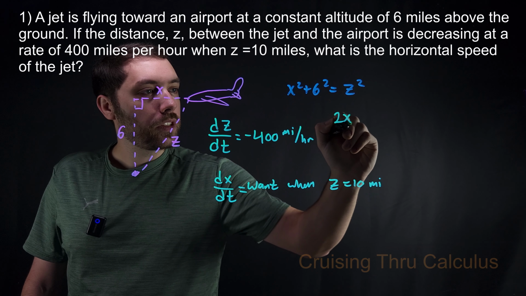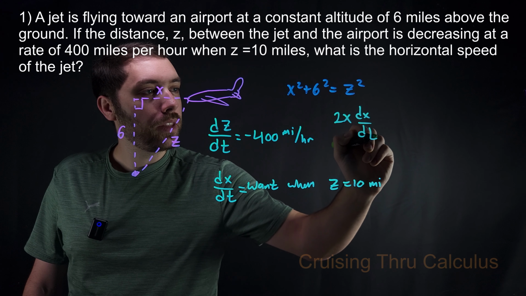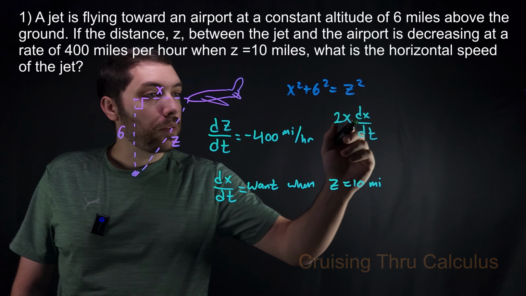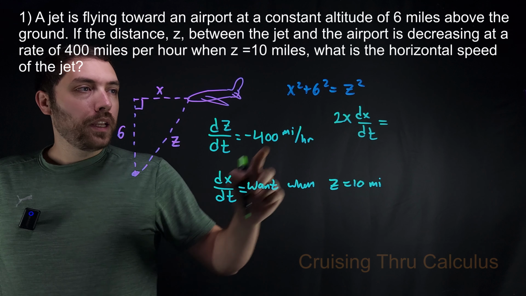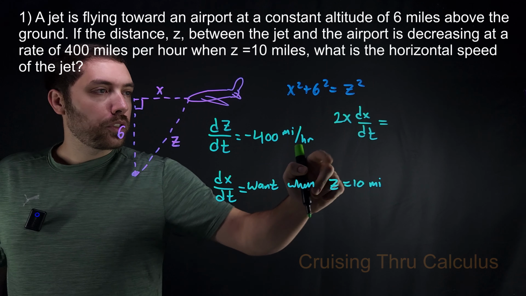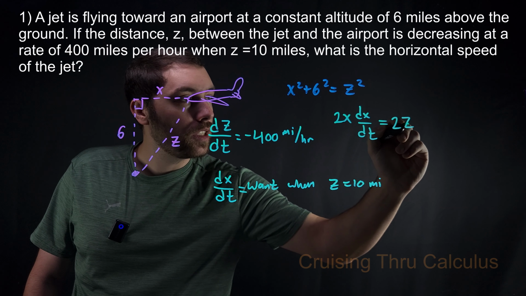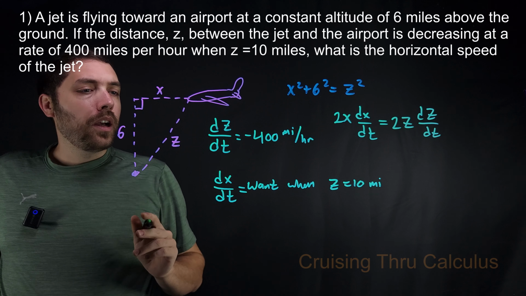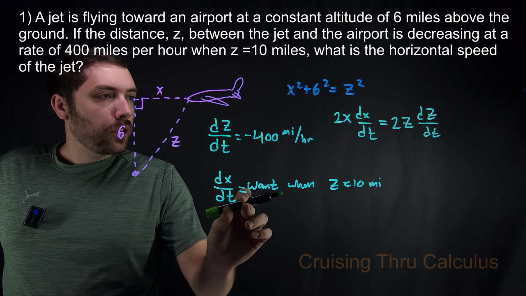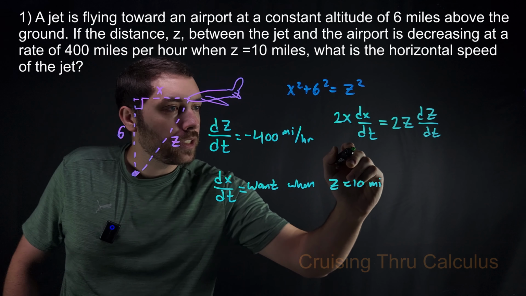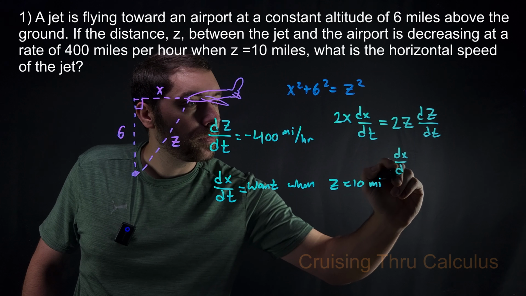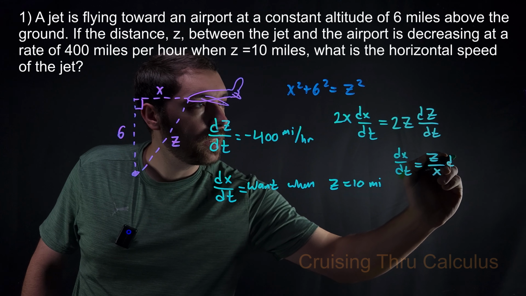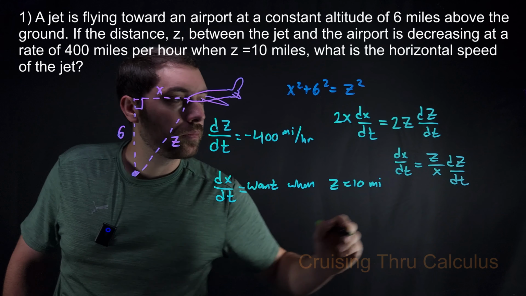So when we find the derivative of x squared, for example, here's what we're going to get. We're going to get 2x, and then we have to multiply by the derivative of the inside, which is going to be dx/dt. 6 squared is a constant. The derivative of a constant is 0, so I can ignore that. The derivative of z squared is going to be very similar to our 2x dx/dt, except it's going to be with z's, like this. All right, now we wanted to find dx/dt. So let's divide both sides by 2x. That way, we have what dx/dt is equal to. Now the 2's will cancel here, and we'll get z over x times dz/dt.